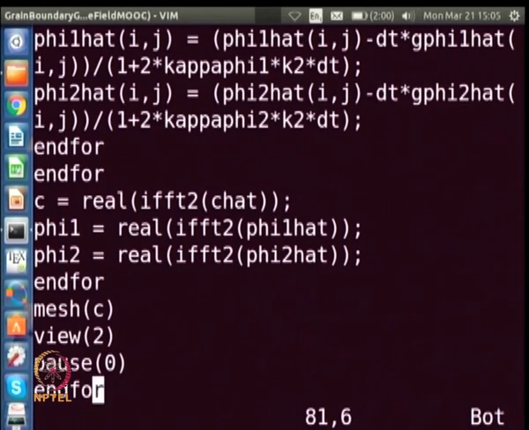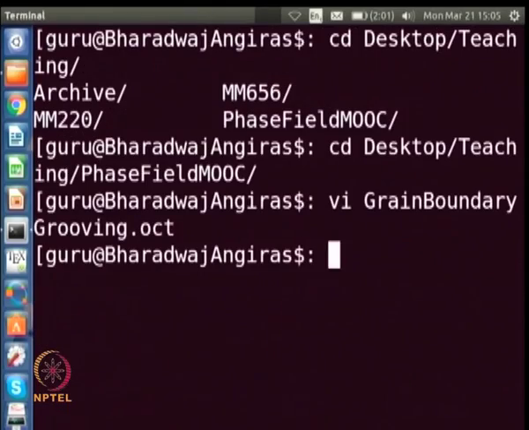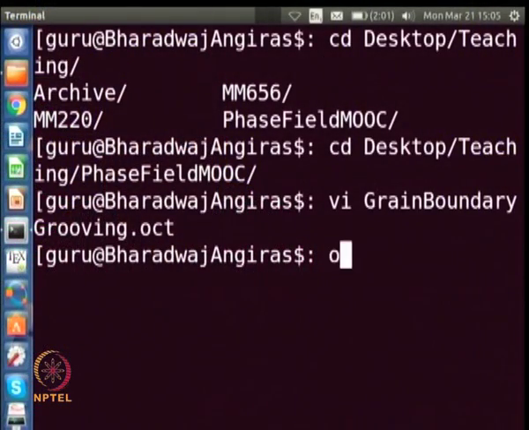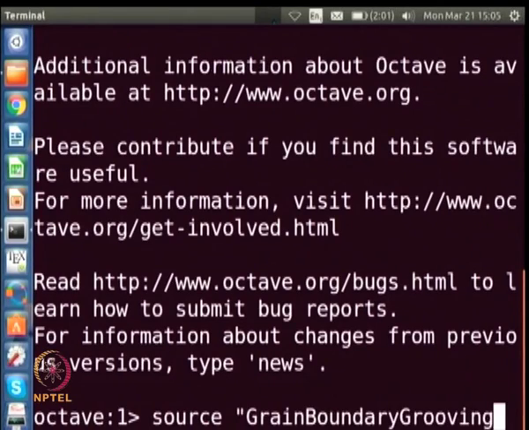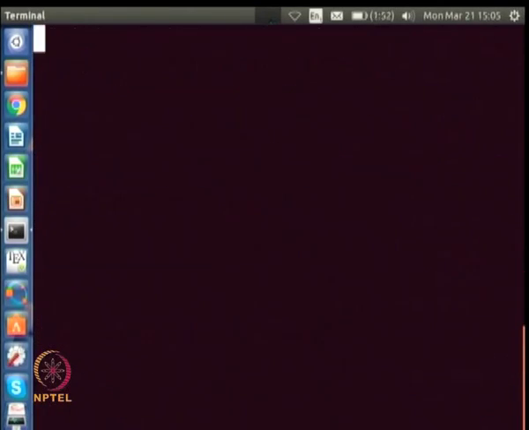So, this is a code in which we have now implemented the equation that we have seen. So, we have a free energy in terms of C phi 1 phi 2, and we have written down the evolution equation for them, and we have taken the appropriate boundary condition. So, now if we run this code, we will get the microstructure to groove. Okay. So, octave, and then I say source grain boundary grooving dot OCT.